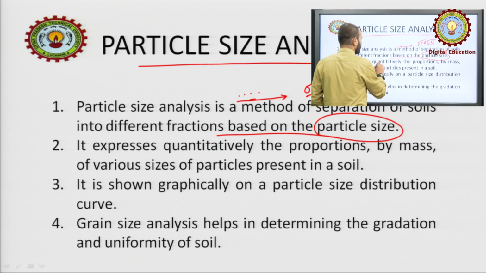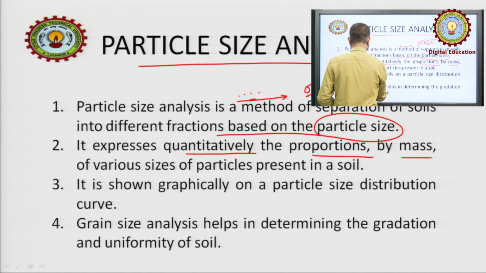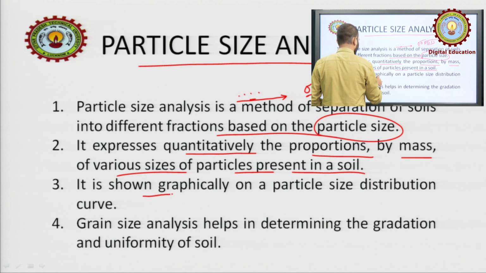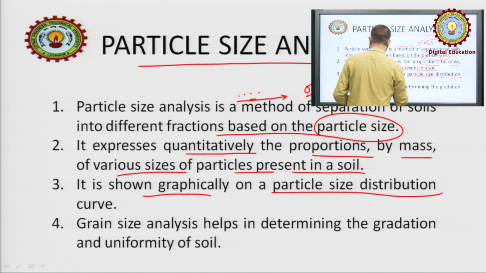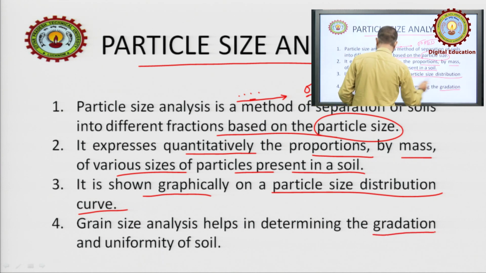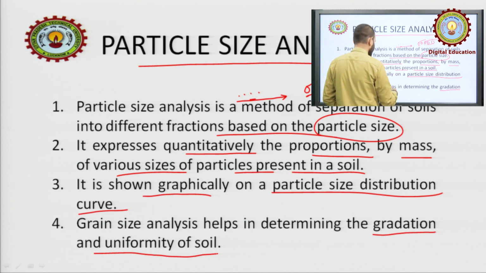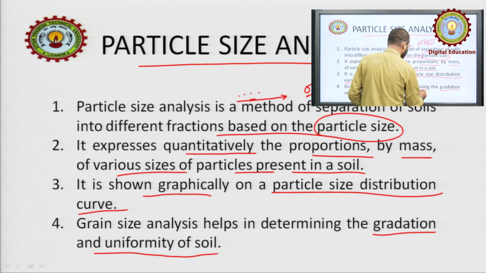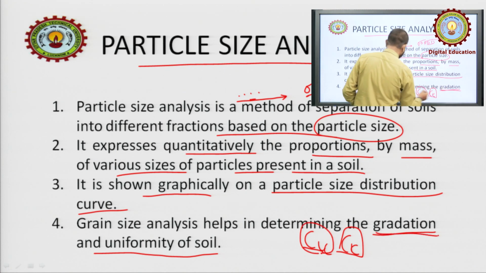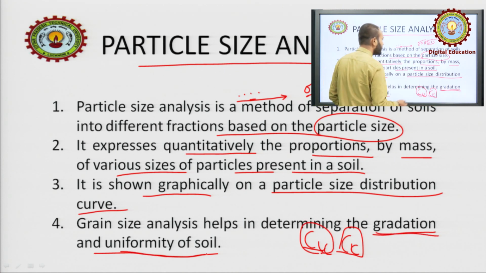It expresses quantitatively the proportion by mass of various sizes of particles present in a soil. Now it is shown graphically on a particle size distribution curve. We will be dealing with the curve also later on. Grain size analysis helps in determining the gradation and uniformity of soil. Actually, we also have two parameters, that is Cu and Cc, coefficient of uniformity and coefficient of curvature. These two help us to judge gradation and uniformity. This we will be discussing.